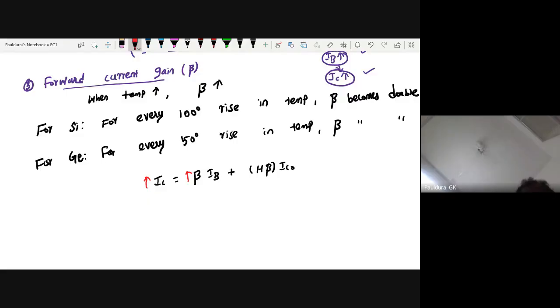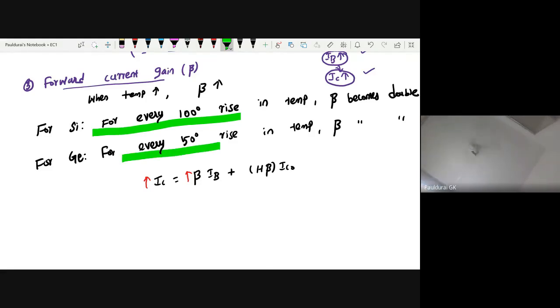Why not germanium? See this. For every 100-degree rise in temperature, but for germanium, for 50. So what's the meaning? Who can withstand high temperature, silicon or germanium? Silicon, 100 degrees. Then up to what temperature can it withstand? That is the meaning of withstand, right? It can tolerate or withstand up to 100 degrees Celsius.